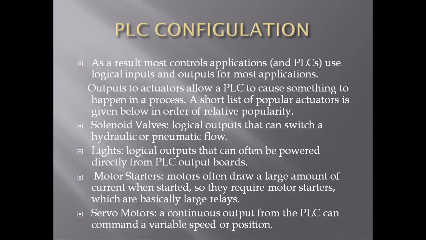Outputs to actuators allow a PLC to cause something to happen in a process. A short list of popular actuators is given below in order of relative popularity. Solenoid valves, logical outputs that can switch a hydraulic or pneumatic flow. Lights, logical outputs that can often be powered directly from PLC output boards. Motor starters: motors often draw a large amount of current when started, so they require motor starters, which are basically large relays. Servo motors: a continuous output from the PLC can command a variable speed or position.